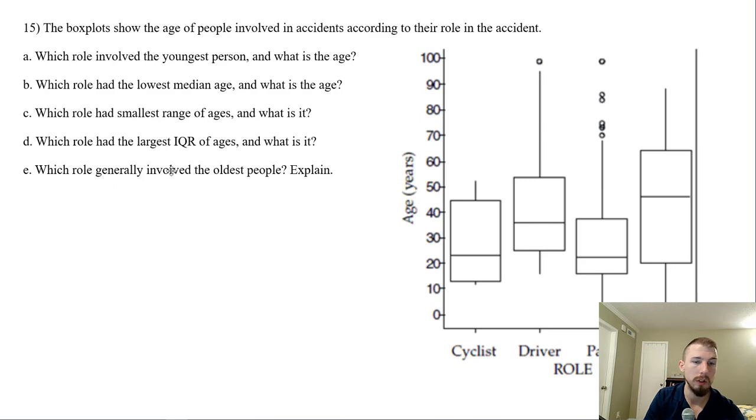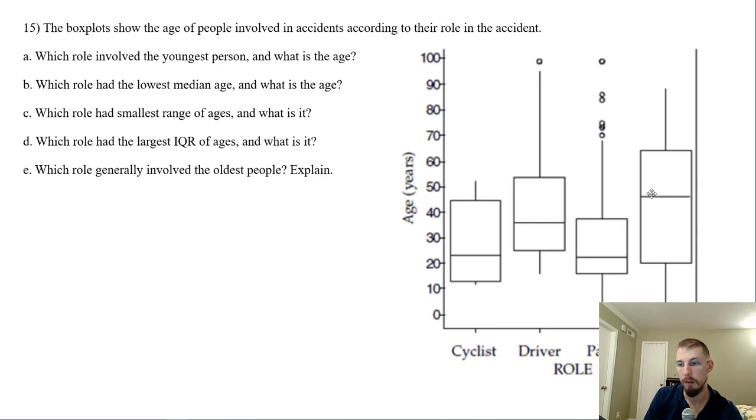Which role generally involved the oldest people? When we're talking about general behavior, you look at the box itself. Which box is the highest? Well, these two are clearly the higher boxes. So how do we break it down between driver and pedestrian? We look at the median, and the median for the pedestrian is higher than the median for the driver.